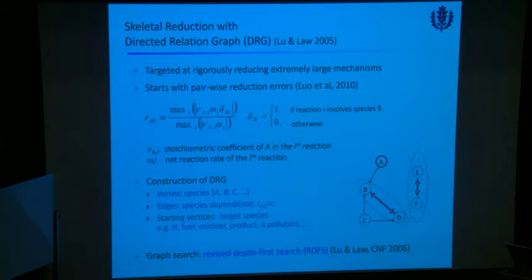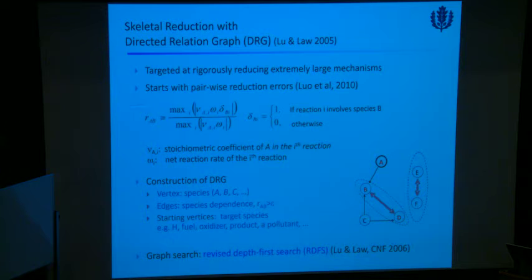Of course, the most direct definition is error. If I can give you a definition for error, see, this error is relative error. If you get rid of B, how much error A will have in its reaction rate. So this is the direct definition. So starting from this error definition, let's look at this one.